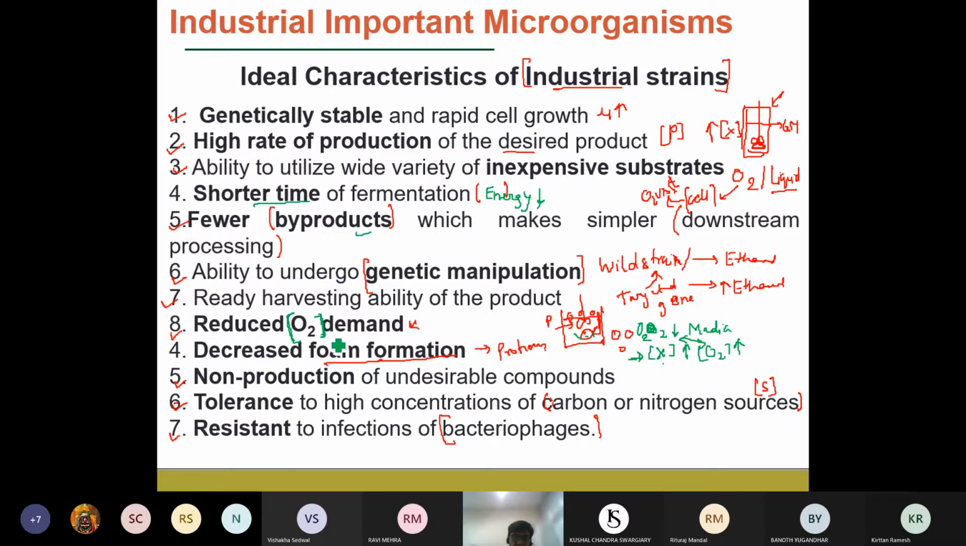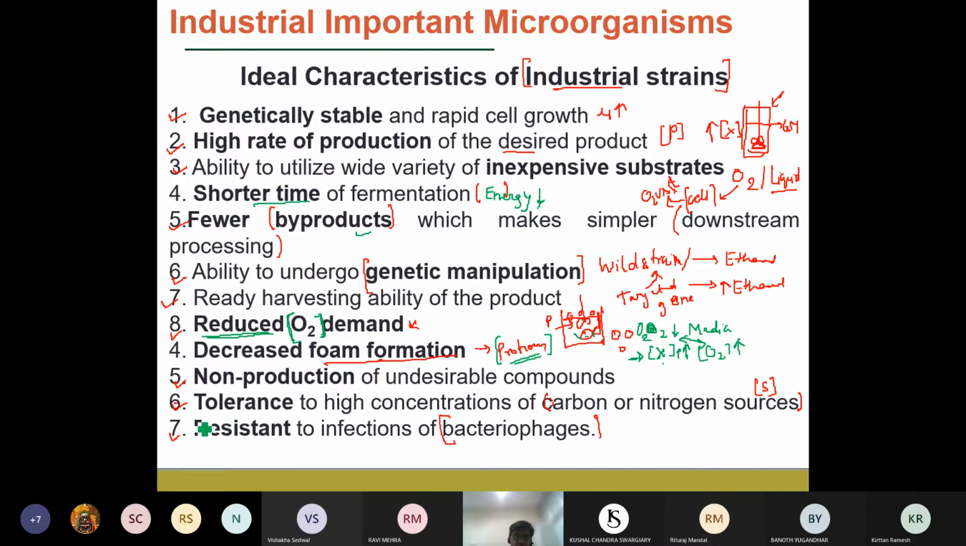So it is always good to have microorganisms with reduced oxygen demand, so that we can go for higher biomass concentrations. Then we talked about foam formation, where proteins are the components responsible for foams. So the extracellular proteins released by the microorganisms should be reduced, so that the overall foam formation is reduced.